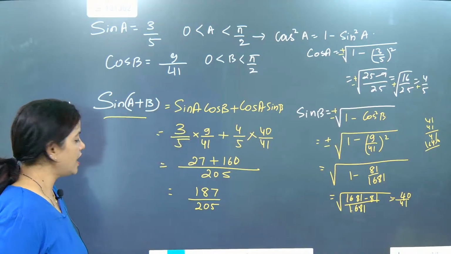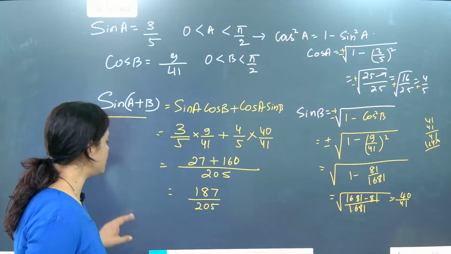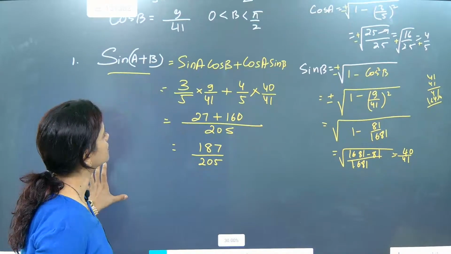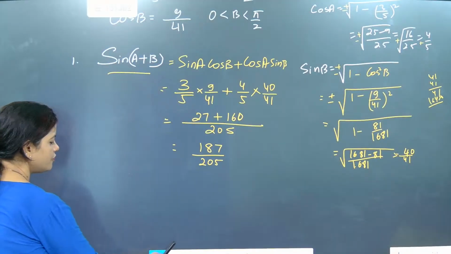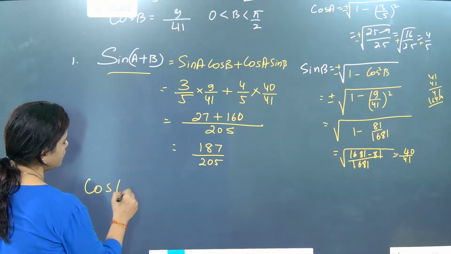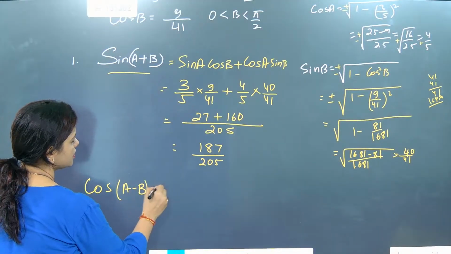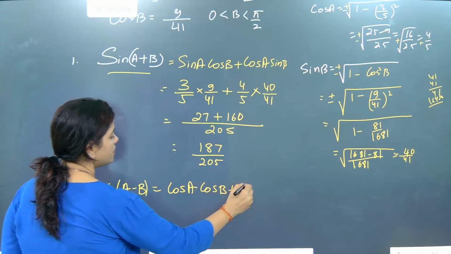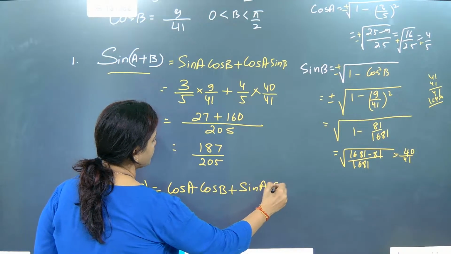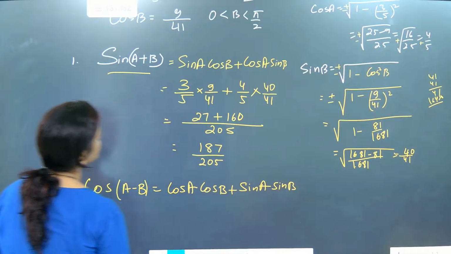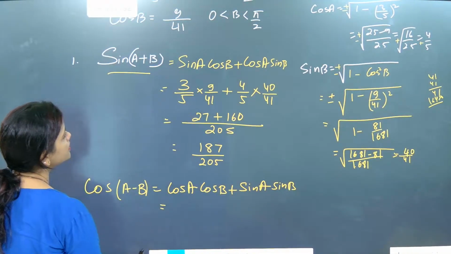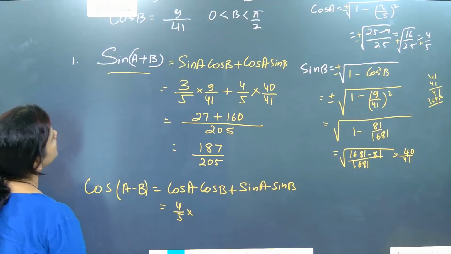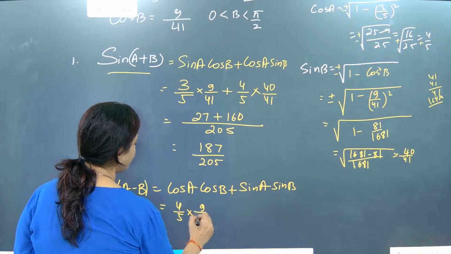Satya, understood? And now beta, for cos what we are going to do? What will be the formula for cos? Cos of a minus b means cos a cos b plus sin a sin b. Understood, beta? So here cos a formula is what? Cos a is 4 by 5. And what is cos b? Cos b is 9 by 41.